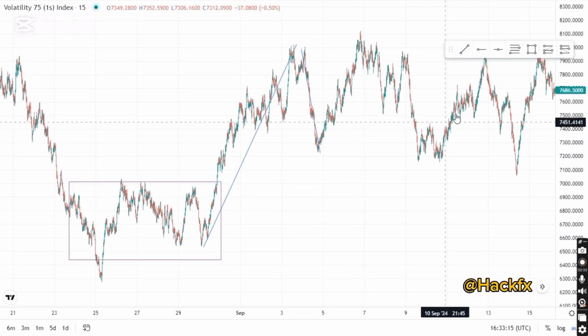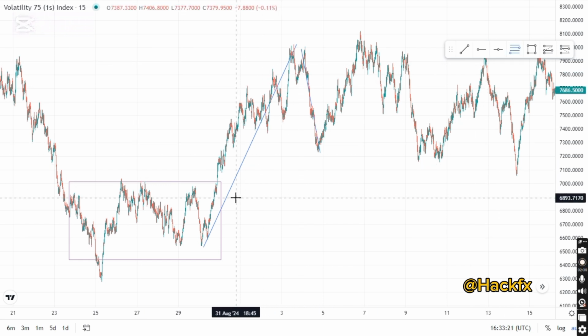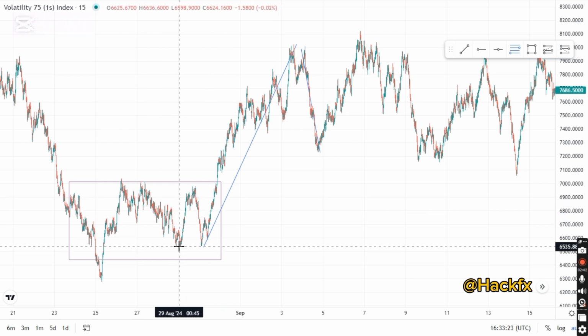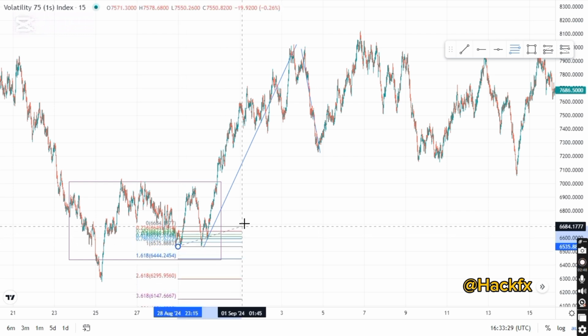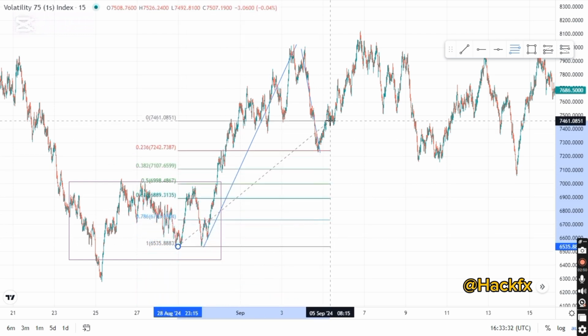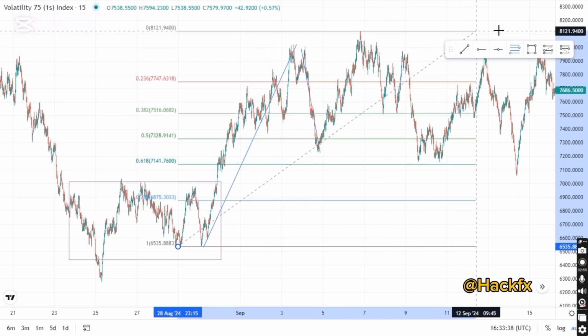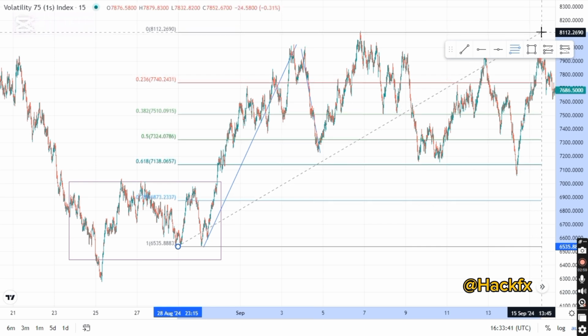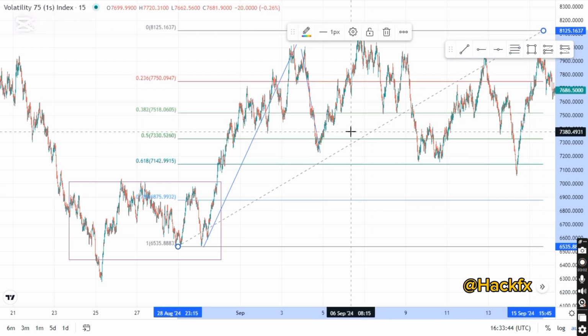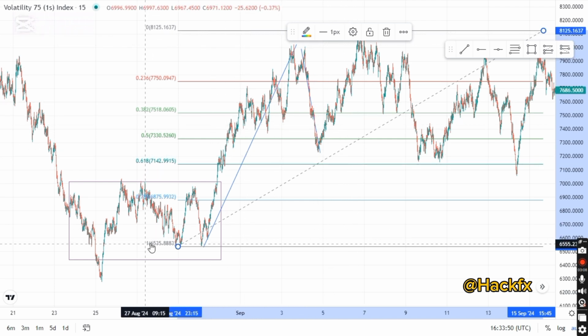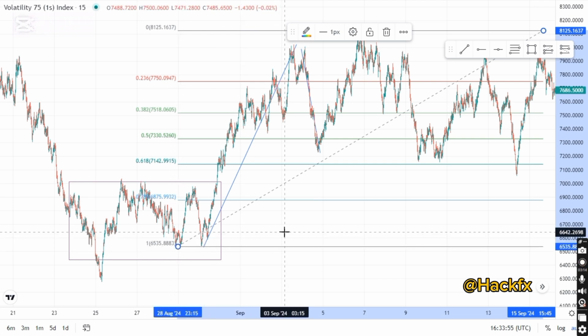But our aim is to use this Fibonacci retracement tool to find out where to take entries. For a buy trade, we place our 100% at the bottom of the previous low and place our 0 at the highest point which it moved, right? So that is how we're supposed to place it.